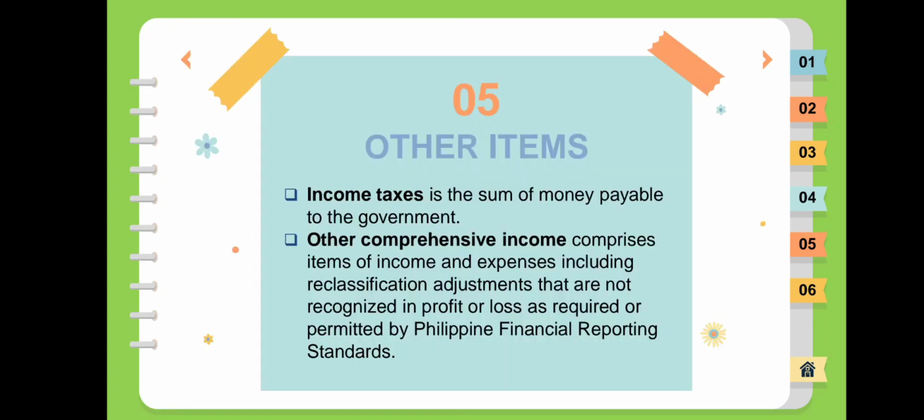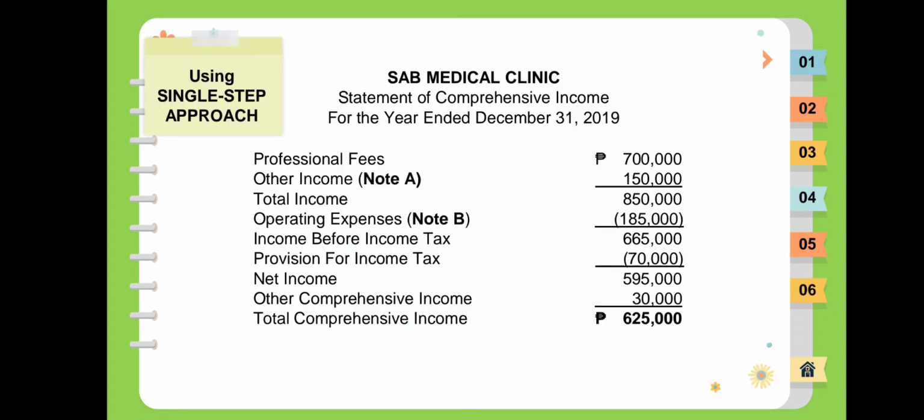For income taxes, this is the sum of money payable to the government. So, provision for income tax pa lang siya kasi usually yung pagbabayad ng tax is nasa, let's just say, April, ganyan, of the next year. So, pag-prepare nito ng financial statement is nasa December 31 usually. So, hindi pa siya expense ng business. But in the future, magiging expense din siya kasi magbabayad ng income tax si business. So, that's why provision na lang muna. That's why hindi siya kasama sa operating expenses.